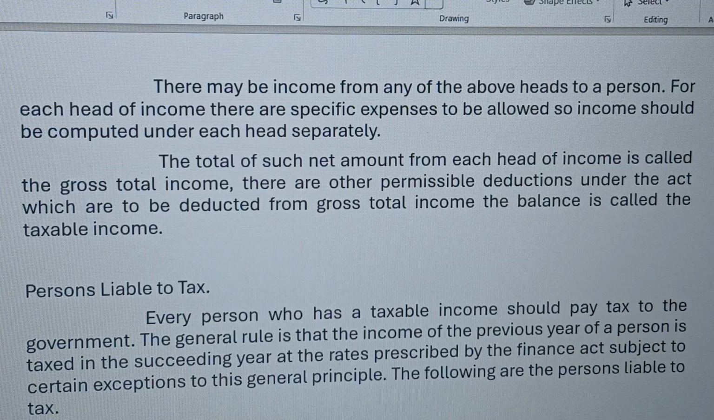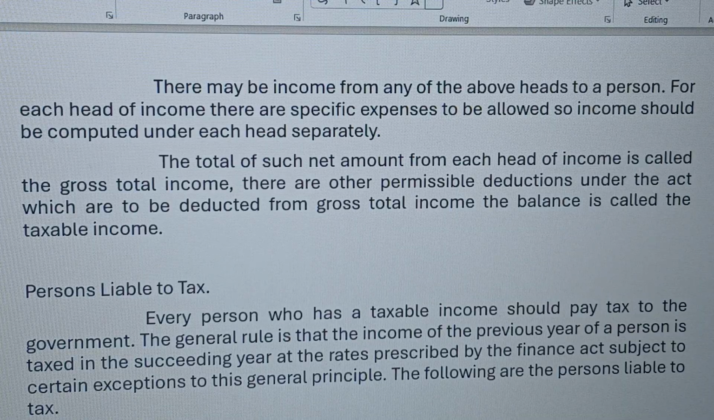For each head of income, there are specific expenses to be allowed. For income from salary, some expenses will be allowed. Income from house property, certain expenses will be allowed. Then income from business or profession, certain expenses will be allowed by the Act. Then capital gains, some expenses will be allowed. Income from other sources also, some expenses will be allowed, so that the income will be computed separately in each head of income.